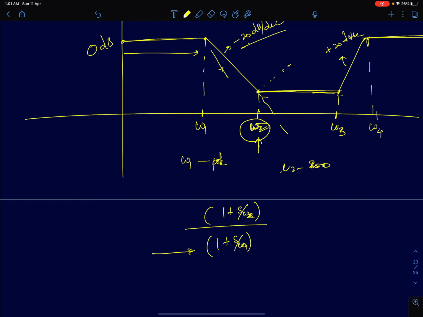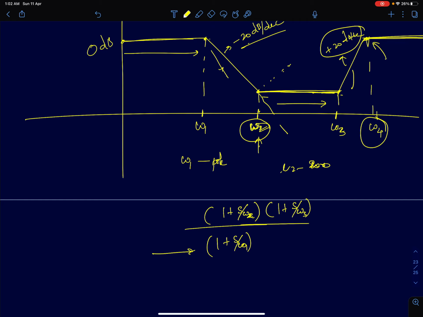Now after some time, when you keep traversing towards higher frequencies, at ω equal to ω3, again the gain starts increasing with a slope of plus 20 decibels per decade. At that point, it means that you have encountered another zero. So ω3 is also a zero, so it will be 1 + s/ω3. And finally, when you reach ω4, again the transfer function remains constant, which means a pole and zero's effect is getting cancelled out. So ω4 must be a pole, so it will be 1 + s/ω4.